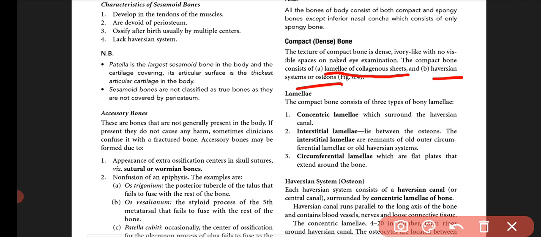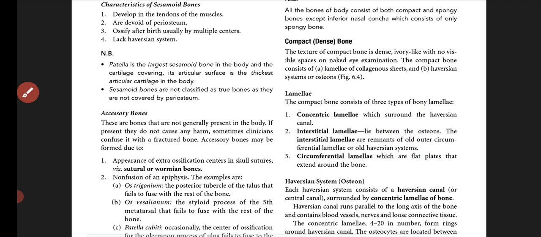Consists of the concentric lamina. The lamella of the compact bone consists of three types of lamina: concentric lamina, interstitial lamina, and circumferential lamina. Concentric lamina surround the Haversian canal. Interstitial lamina lie between the osteons, and the circumferential lamina are flat plates extended around the bone.